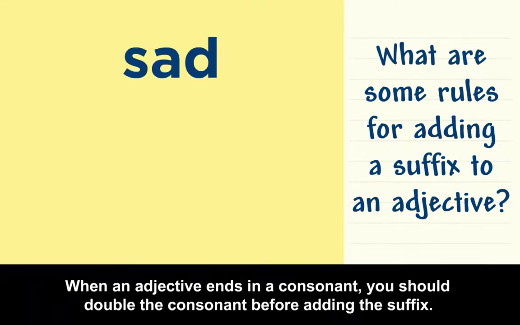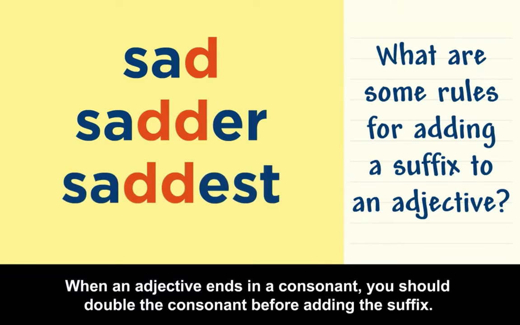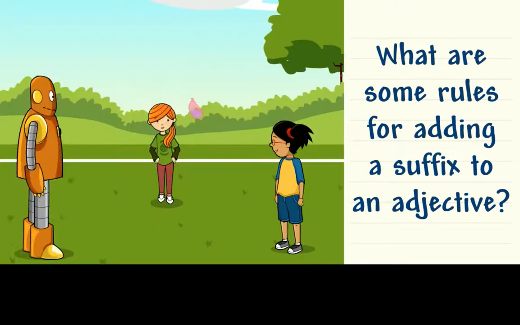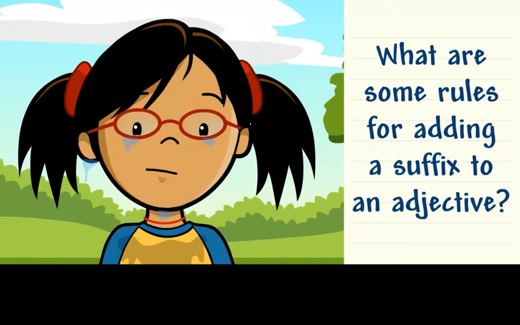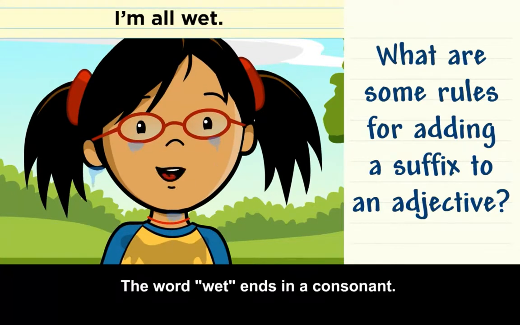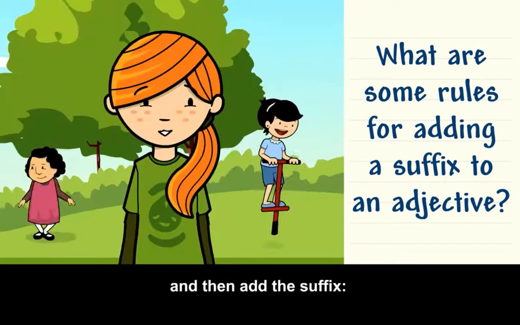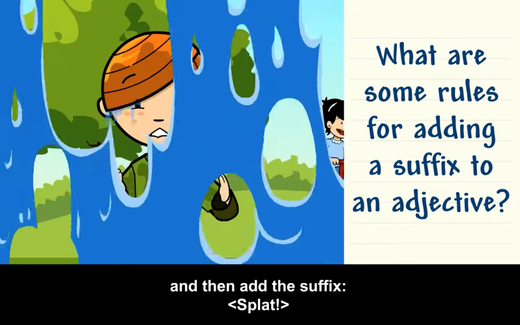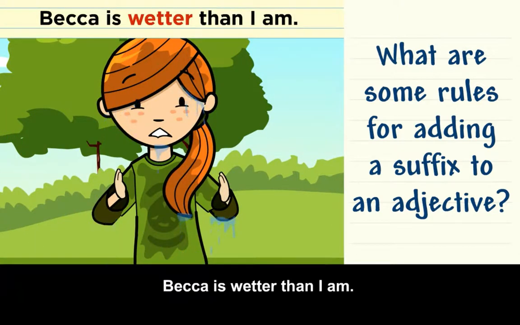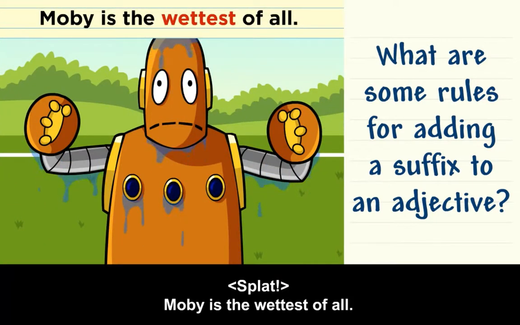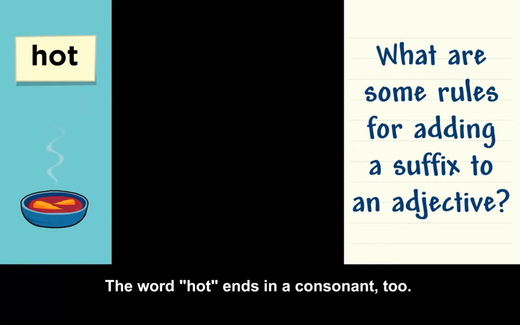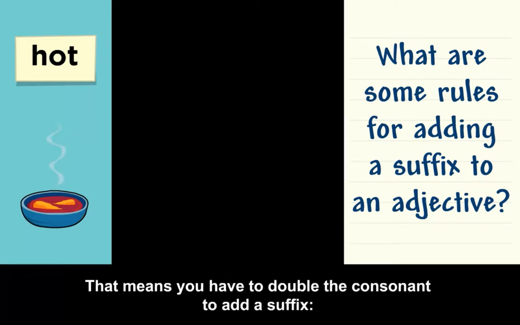When an adjective ends in a consonant, you should double the consonant before adding the suffix. I'm all wet. The word wet ends in a consonant, so you have to double the consonant and then add the suffix. Becca is wetter than I am. Moby is the wettest of all. The word hot ends in a consonant too. That means you have to double the consonant to add a suffix.